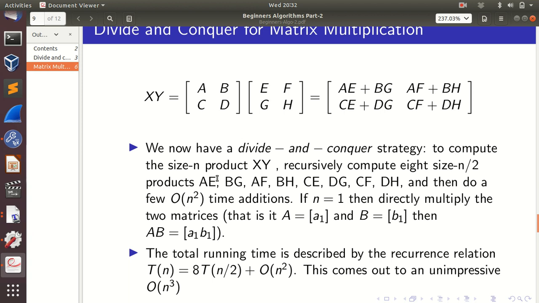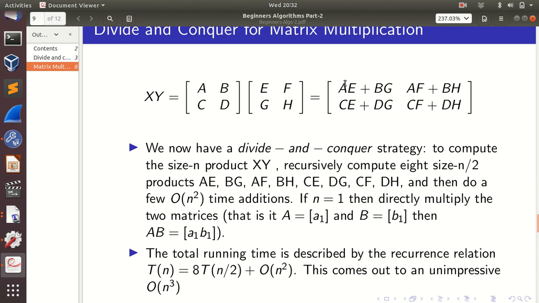So if we compute these 8 products, which are of smaller size when compared to the original problem, then we are done, because after that we can just do order n square additions, because each A matrix has n square by 4 terms, so adding 2 matrices of order n square takes order n square time. It's quite easy to check.